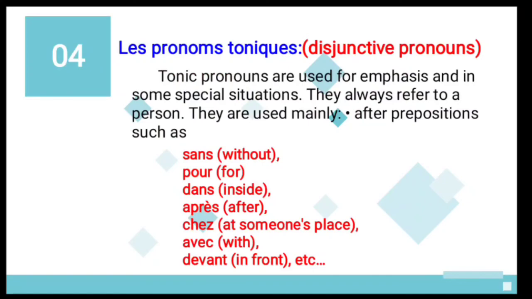Let us move to the last topic, that is the pronom tonique. What is the meaning of pronom tonique? That is a disjunctive pronoun. So let us see the definition. Tonic pronouns are used for emphasis and in some special situations. What is the meaning of emphasis? It's special importance. So they always refer to a person, and they are used mainly after a preposition.